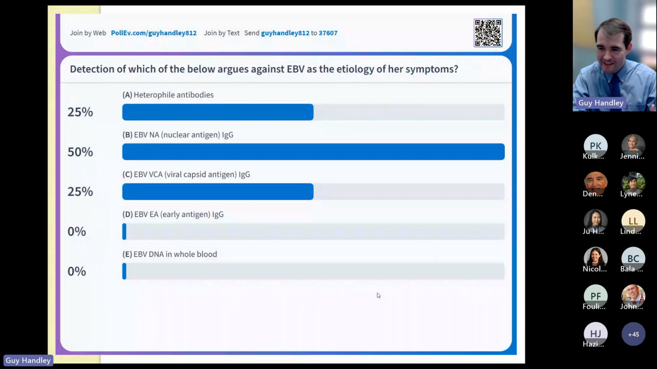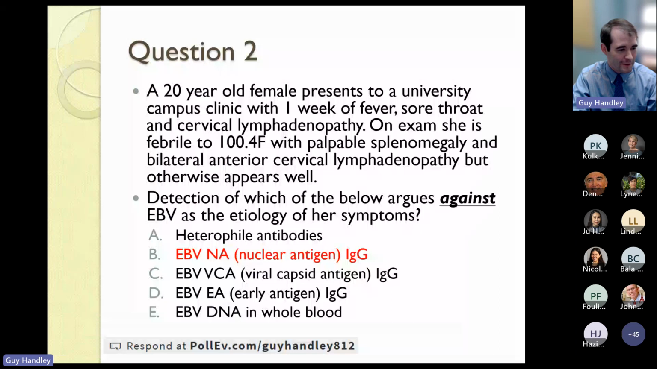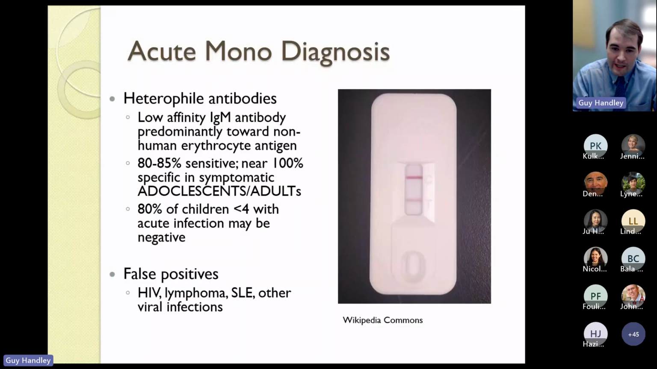There aren't many other viruses or infections where you need to send multiple antibodies to make a diagnosis, and they all have pitfalls too. The most common way mono is diagnosed is still the heterophile test. It is a low affinity IgM antibody towards non-human erythrocyte antigen. If you have the right patient, someone who's an adolescent with classic mono symptoms, it's near 100% specific. If they have a positive test with those symptoms, they have acute mononucleosis from EBV.